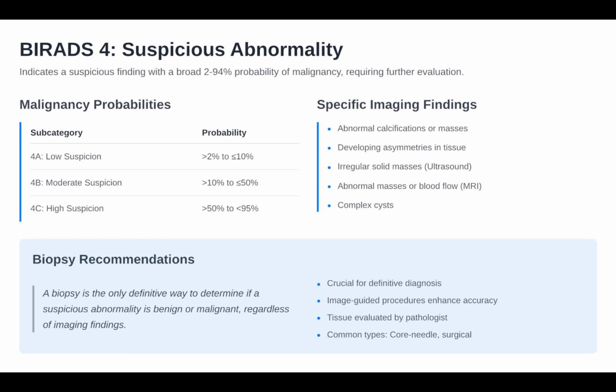For all BI-RADS 4 lesions, biopsy recommendations are the standard of care. The method of biopsy, such as core needle biopsy or vacuum assisted biopsy, will depend on the imaging modality used to visualize the lesion and its specific characteristics. The goal is to obtain tissue for pathological evaluation to determine if the lesion is benign, high risk, or malignant.